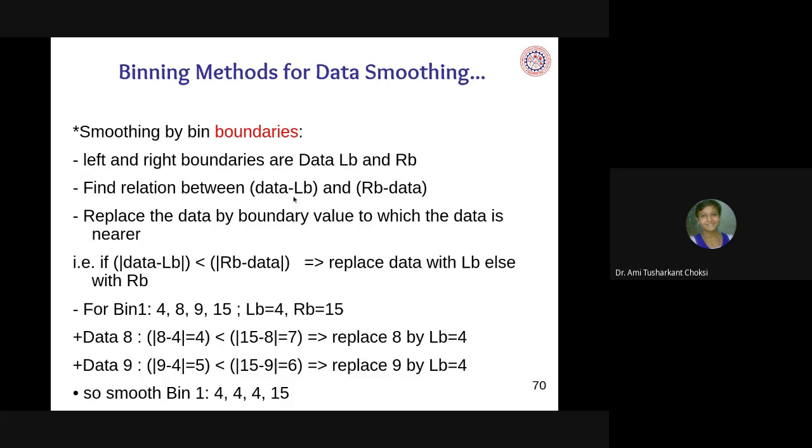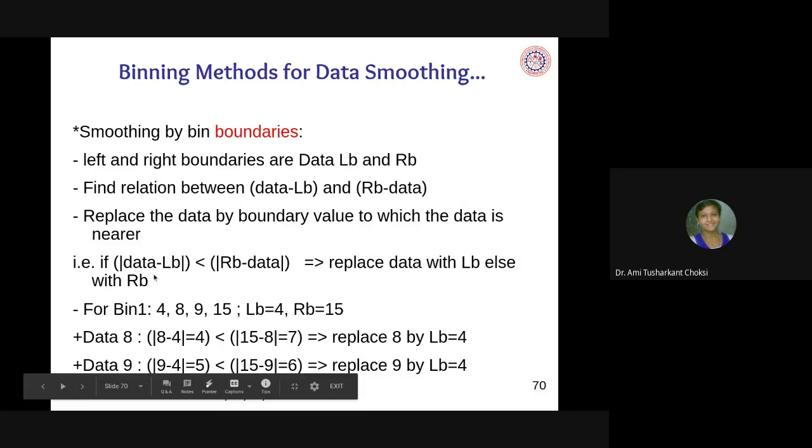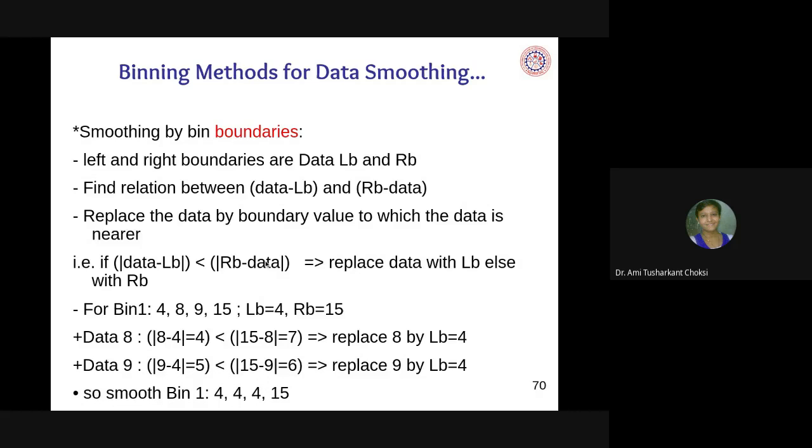What we'll do is data minus LB, because LB is smaller, and RB is the bigger one, so RB minus data. Find this, then find a relation between them, that is, replace the data by the boundary value to which the data is nearer. That means if the modulus of data minus LB is less than the modulus of RB minus data, then we should replace the data with LB. If the distance from the left boundary is less, we replace it with the left boundary, otherwise with the right boundary, right? So let us see the example. You can understand that very easily.